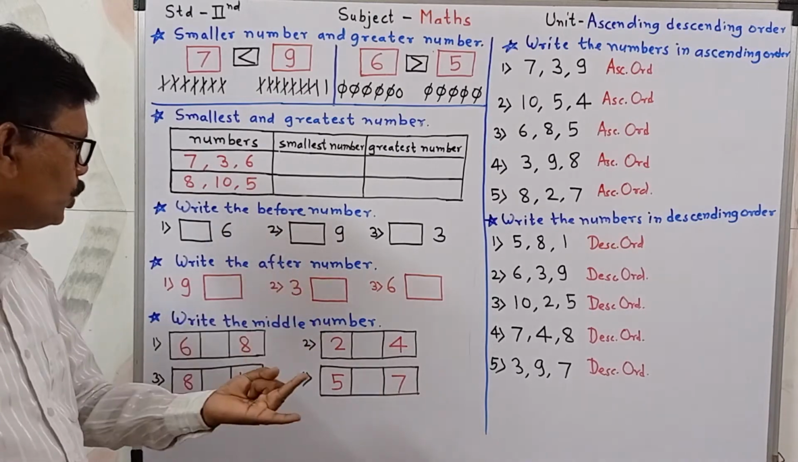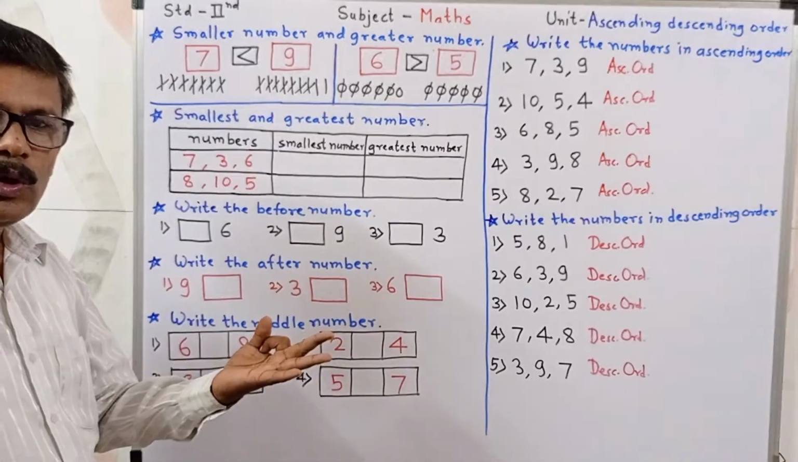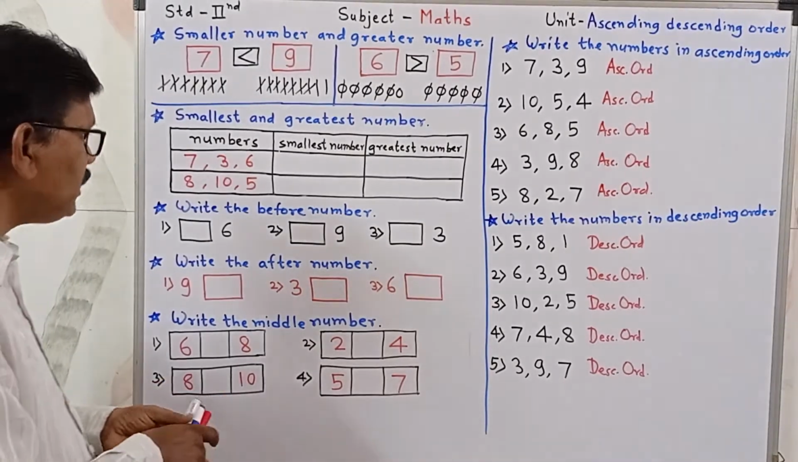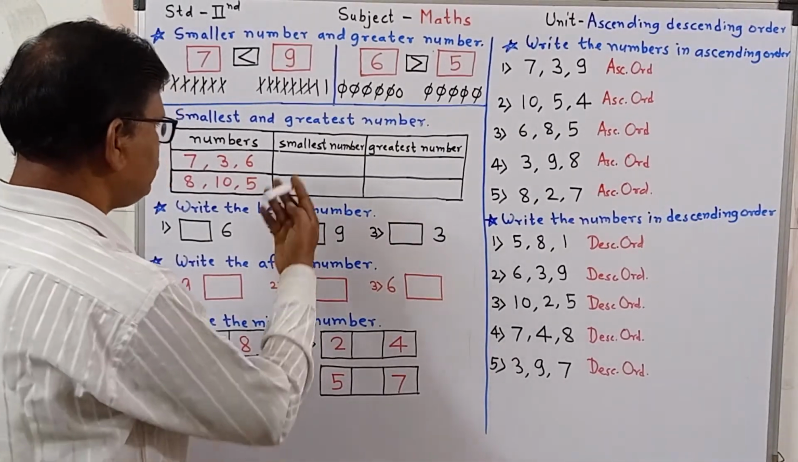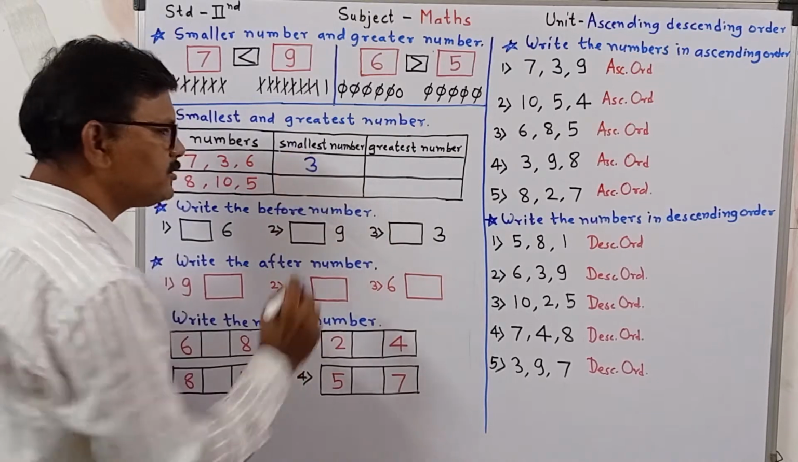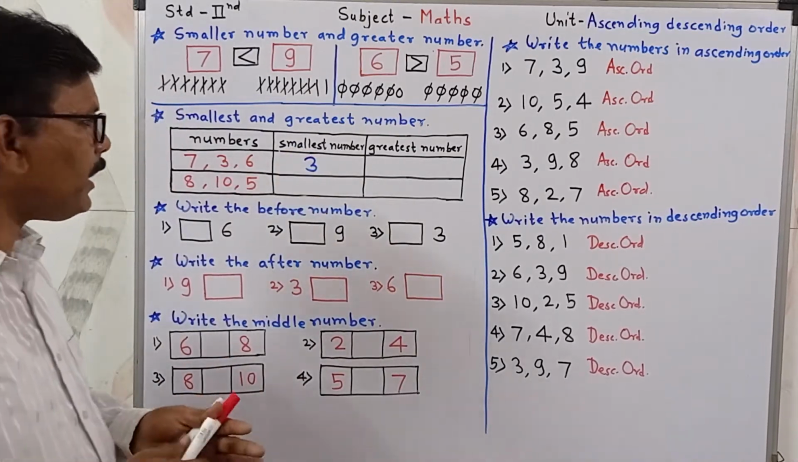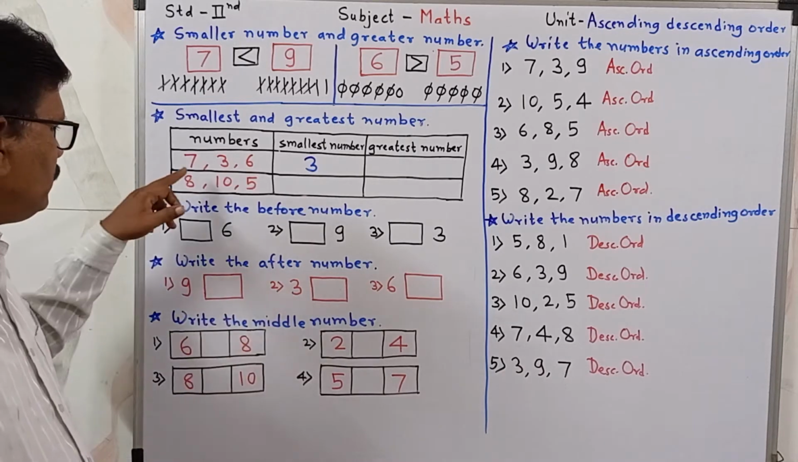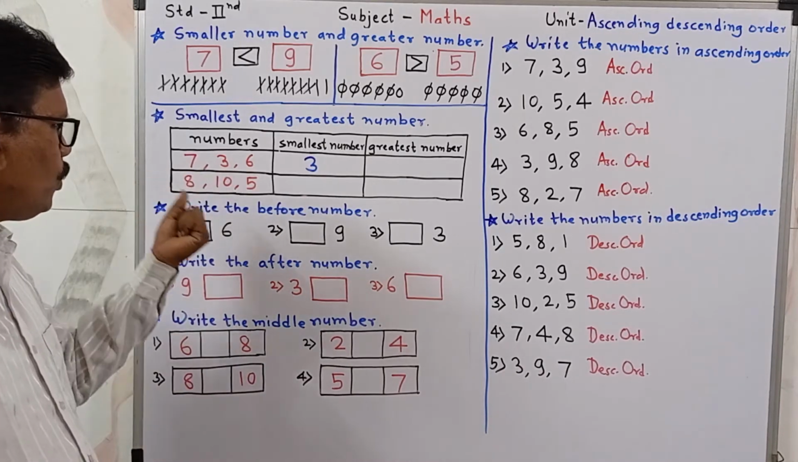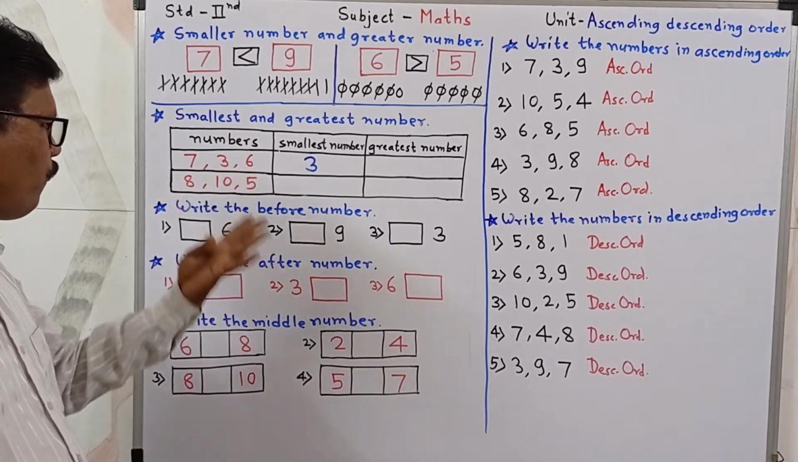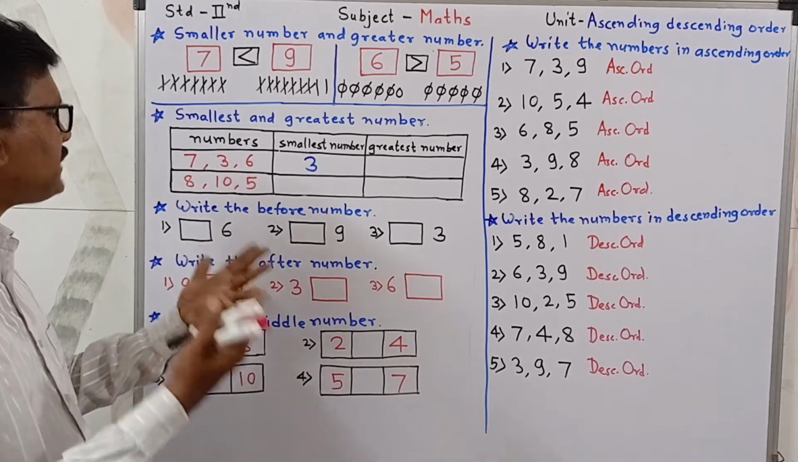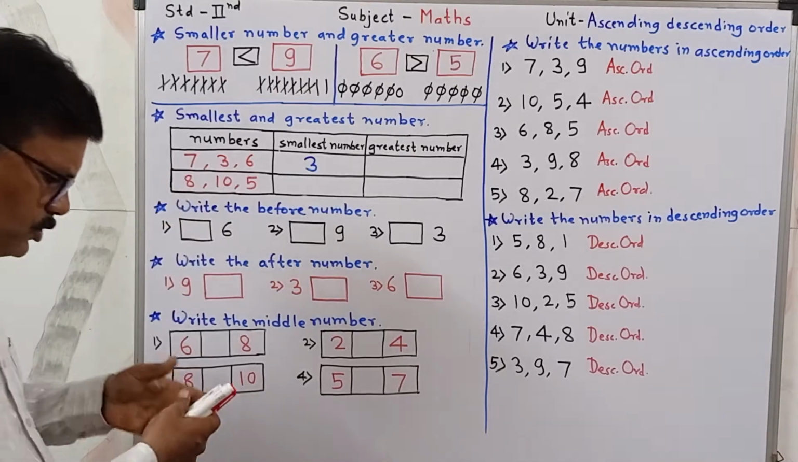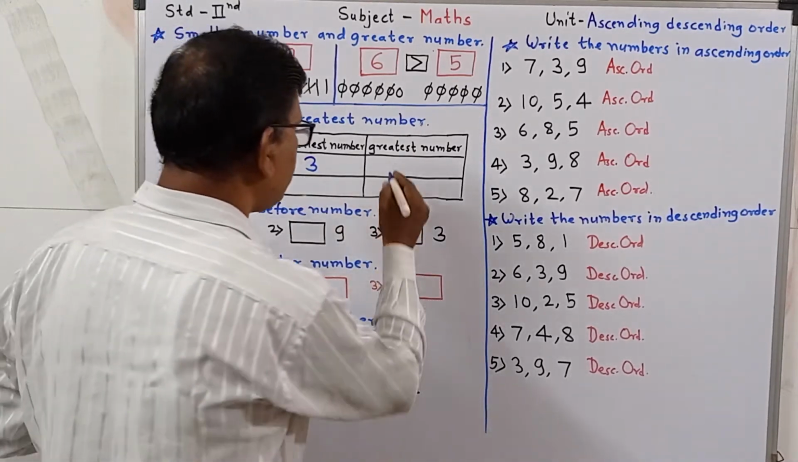1, 2, 3. Who comes first? 3. So 3 is the smallest number. And the greatest number is which comes last. Listen, 1, 2, 3, 4, 5, 6, 7. Come last 7. So the greatest number is 7.